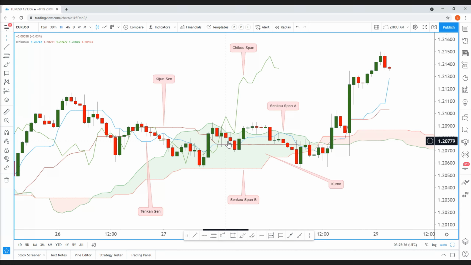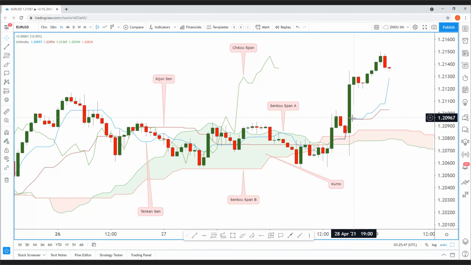So highest high plus lowest low divided by 2, right? And look at the 9 period and the 26 period, right? And you use that to plot the Tenkan Sen, which is the blue line, right? And this blue line is basically seen as a moving average.